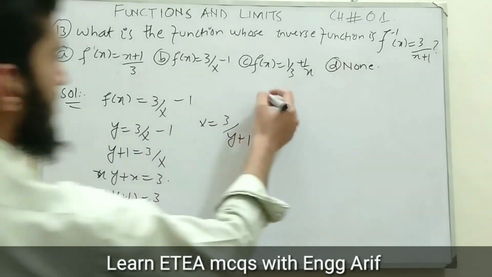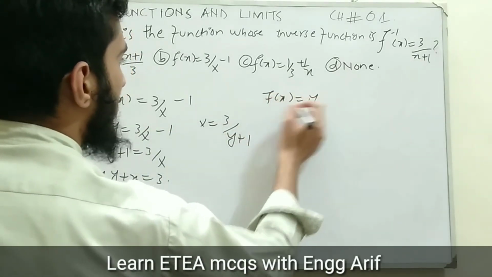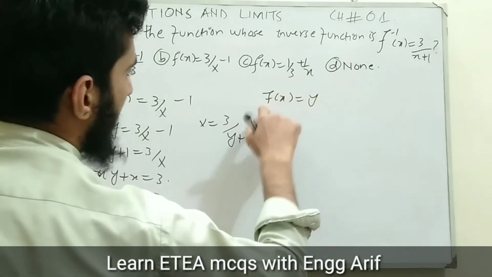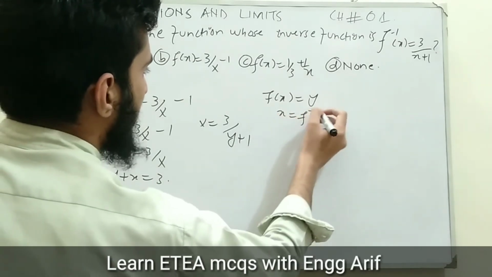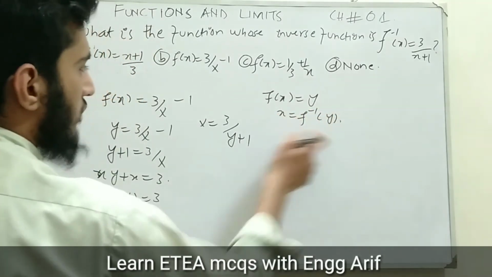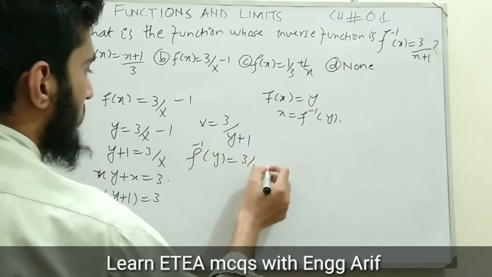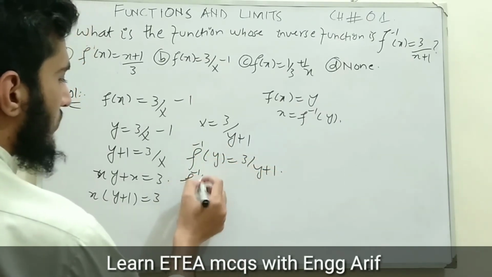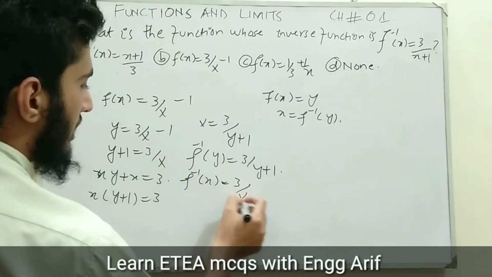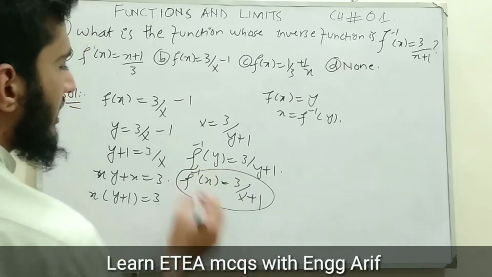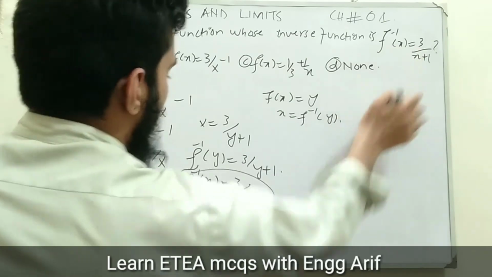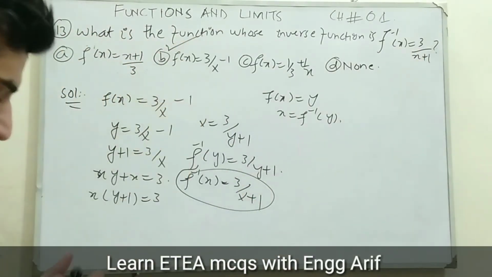Now we know that f of x is equal to y. So shift f to the right hand side, it becomes x is equal to f inverse y. Now put x is equal to f inverse y over here, it becomes f inverse y is equal to 3 divided by y plus 1. Now replace y with x, so it becomes f inverse x is equal to 3 divided by x plus 1. So option number B gives us a function inverse of 3 divided by x plus 1. So the correct option is option number B.